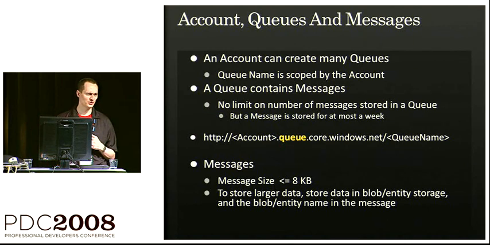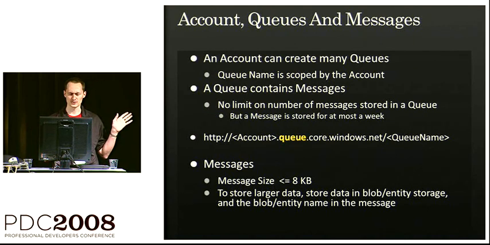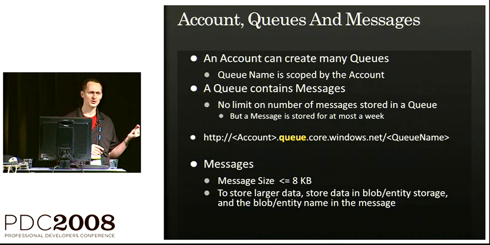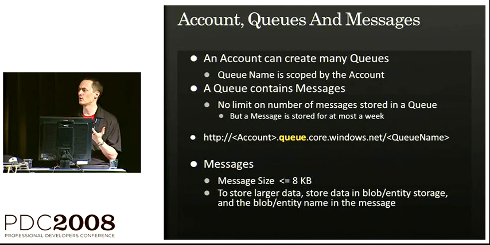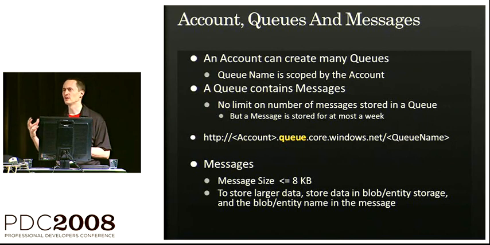Now, to access the queue, you use the URL shown here on the screen, where the left part is your account name, which is the first part of your host name. You then specify the queue keyword, core.windows.net, and then the queue name. Then the messages you store into the queue can be only up to 8 KB in size. So if you want to actually store something larger in the queue to communicate between your web role and your worker role, you can actually store those larger items in the blob store or the entity table store, and then store the names of those in the message.